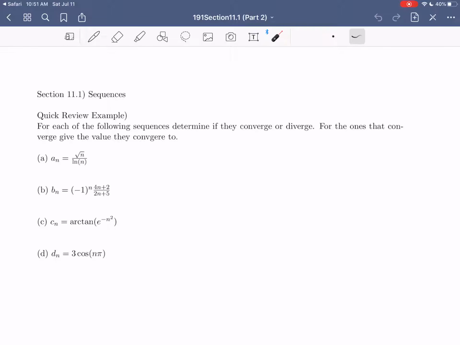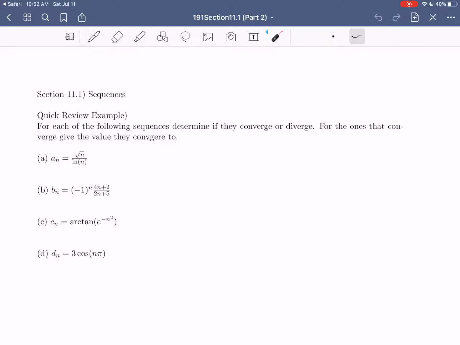Then we'll turn our attention to classifying sequences in a couple different ways. We'll be talking about bounded sequences and monotonic sequences. This will lead us to the major theorem of this section, which is called the monotonic convergence theorem. That theorem is going to be absolutely essential as we continue on into section 11.2 and beyond, where we begin talking about series, but we'll also see that it allows us to answer some questions about recursive sequences.